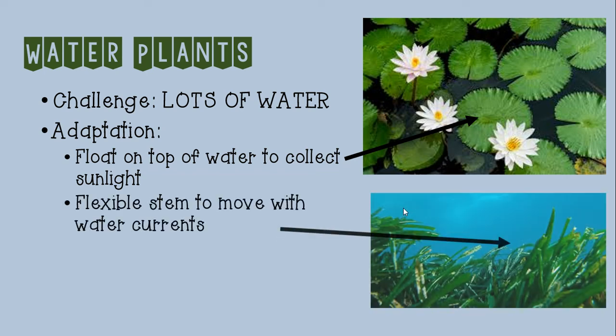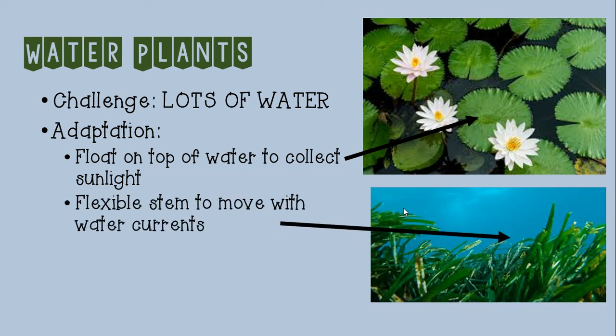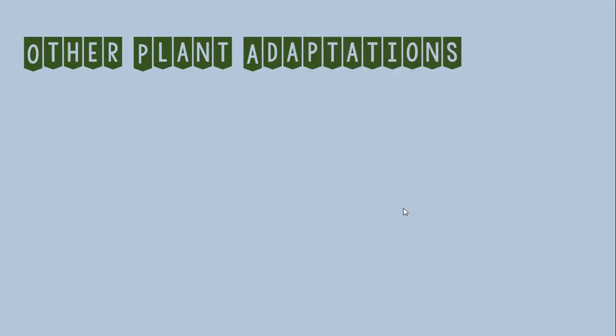They also have flexible stems to move with water currents. So for example, in this picture, we know that if the current is going too fast, it's not going to remove that plant from the ground. They're able to move very easily because their stems have become flexible.